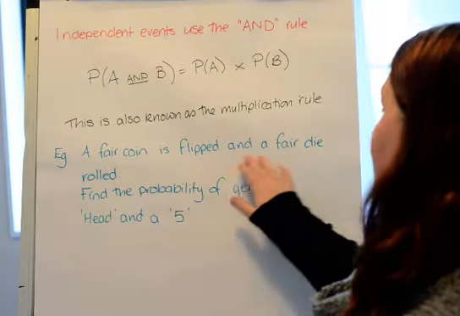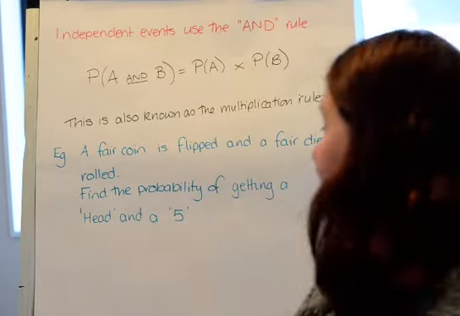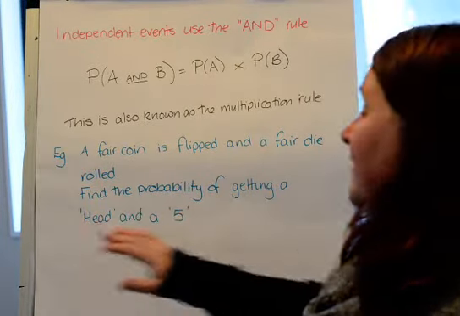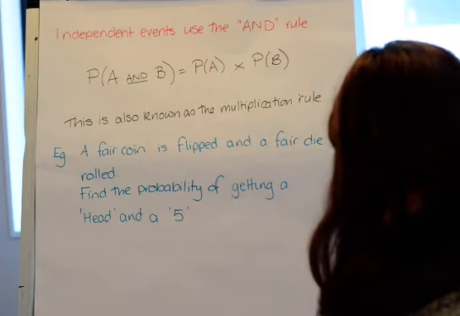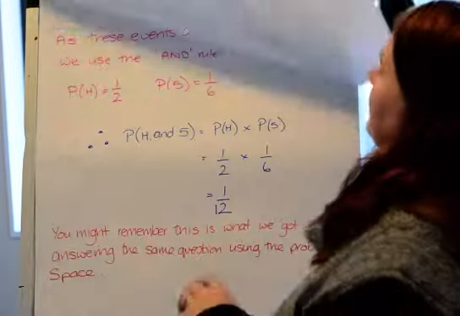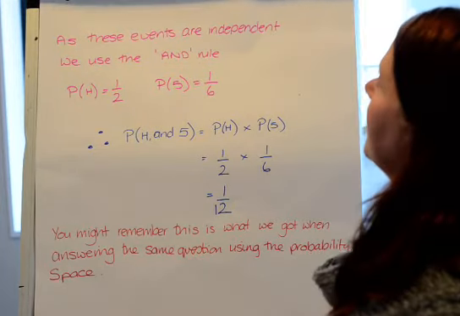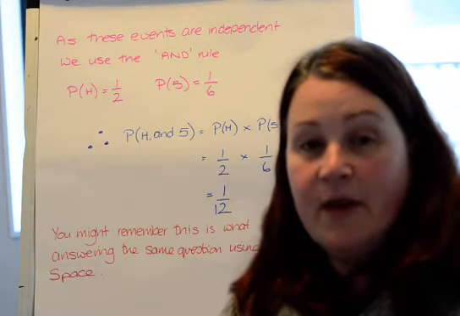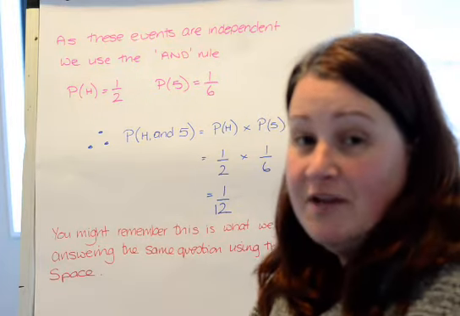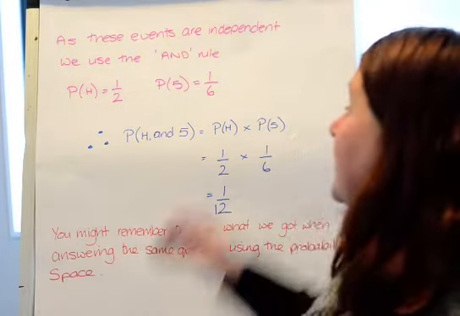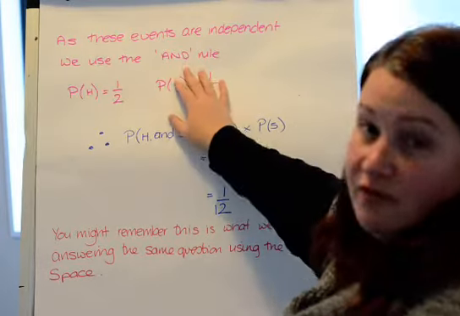We're going to flip a fair coin and roll a fair die. We want to find the probability of getting a head and a 5. Now we know these events are going to be independent. It doesn't matter what I flip on the coin, it's not going to have any impact on the outcome of the die. So we're going to use the AND rule.